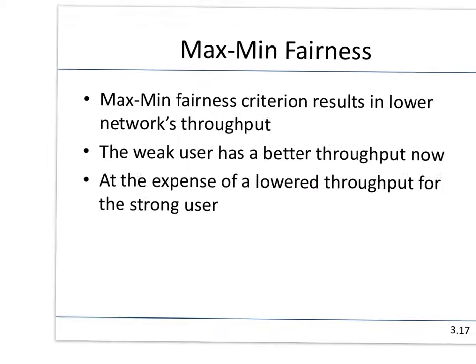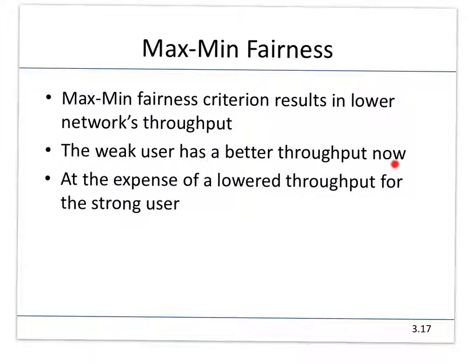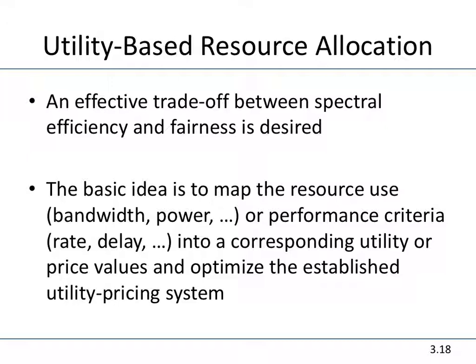So the weak user has a better chance in that case to get a better throughput. But this will be at the expense of lowered throughput for the strong user. The strong user will not get the maximum share of throughput, in which case we will drop from the maximum aggregate throughput that we achieved before. But here we will definitely get much better fairness among the users. All right, so maximum fairness will give us the best fairness.